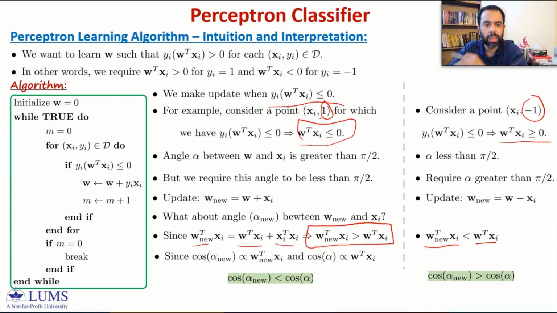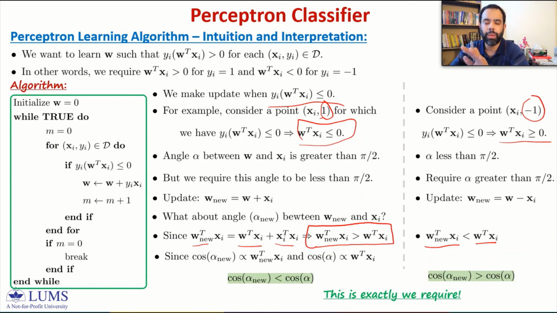If you see, this is exactly what we require. Here alpha is less than pi by 2, we require alpha greater than pi by 2, so we want to increase the angle. So the algorithm is moving in the right direction, or in the direction we want.